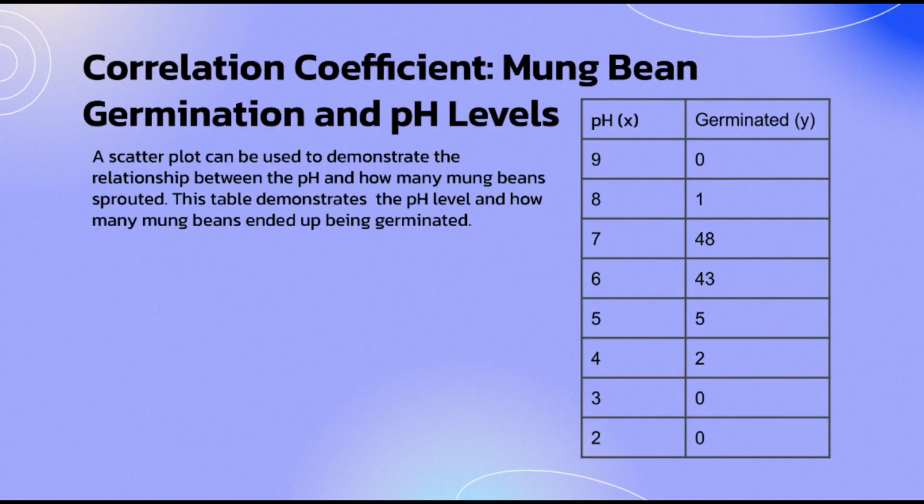Correlation coefficient: mung bean germination and pH levels. A scatterplot can be used to demonstrate the relationship between the pH and how many mung beans sprouted. This table demonstrates the pH level and how many mung beans ended up being germinated, and this relates to the video that we watched in class. We have the pH levels and how many of the mung beans out of 50 were germinated. We have all the pH levels that were tested. That's going to be our x value, and germinated mung beans are going to be our y value.